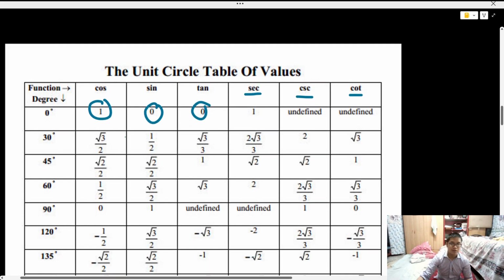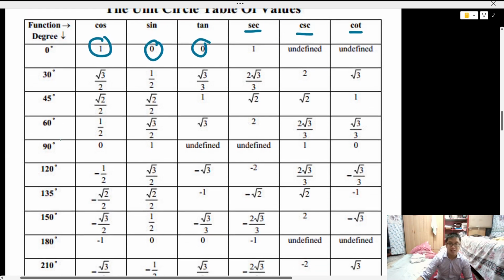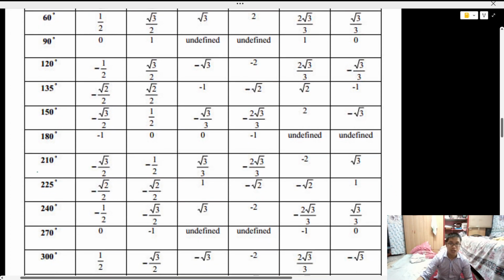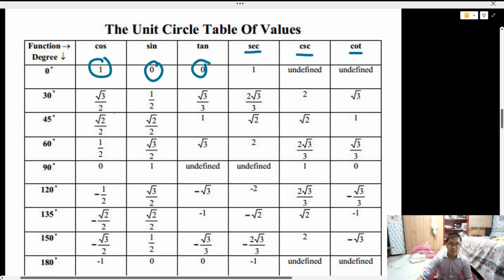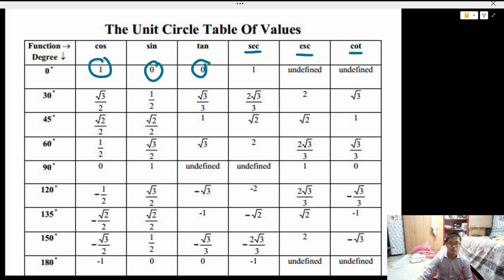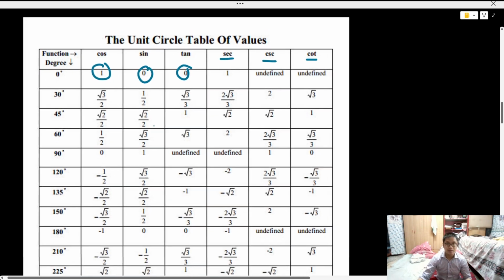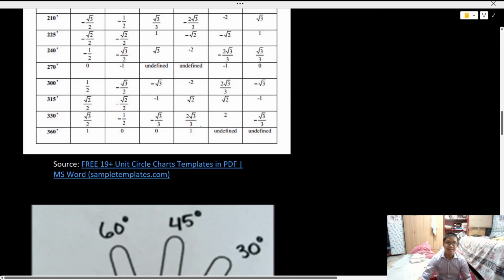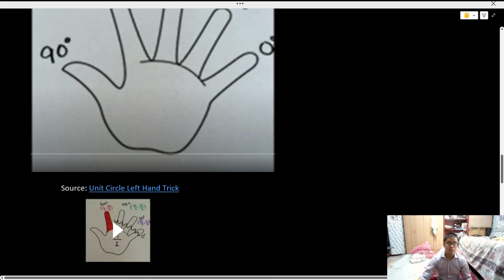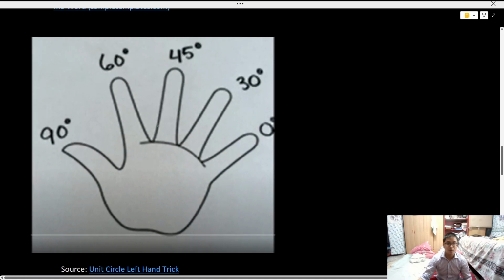So yeah, you see, we have a lot of tables, a list of values here. Actually a lot. Like 45 degree, cosine 45 is square root of 2 all over 2, sine 45 is square root of 2 all over 2, and so on and so forth. So there are actually very many. But there's a technique. And that technique would be the hand technique. This one is from a YouTube video, by the way. If you're wondering what this picture is, it's actually from the YouTube video.